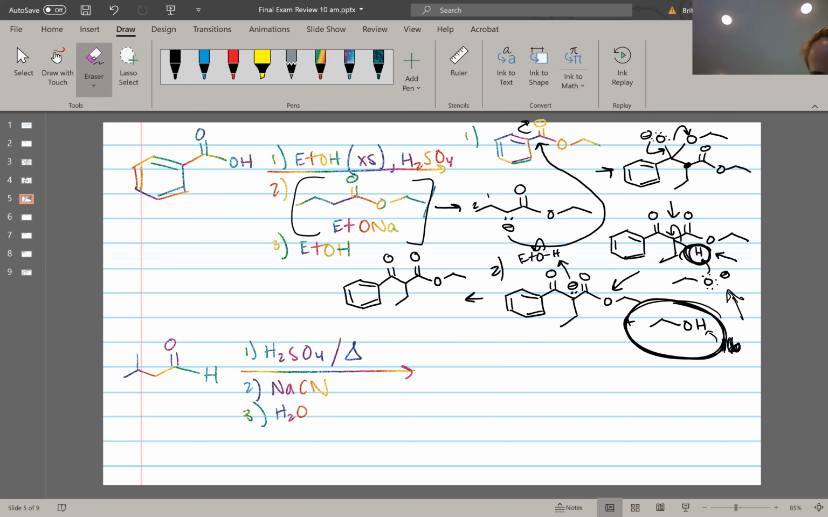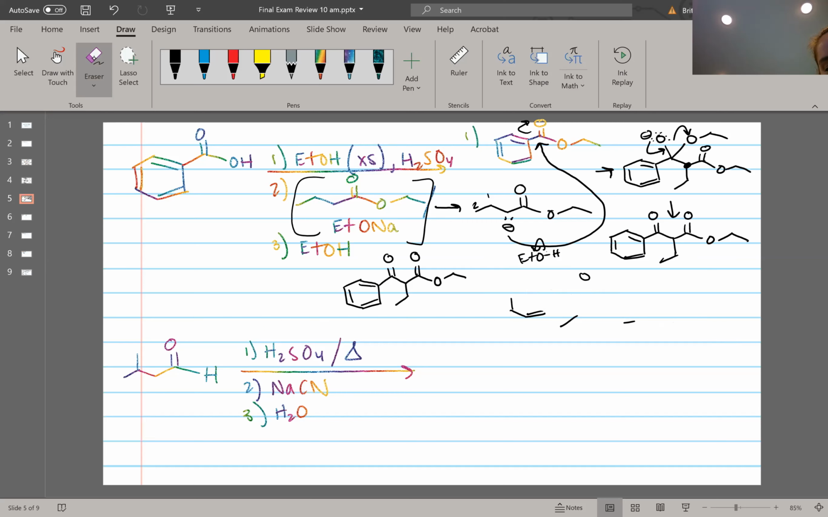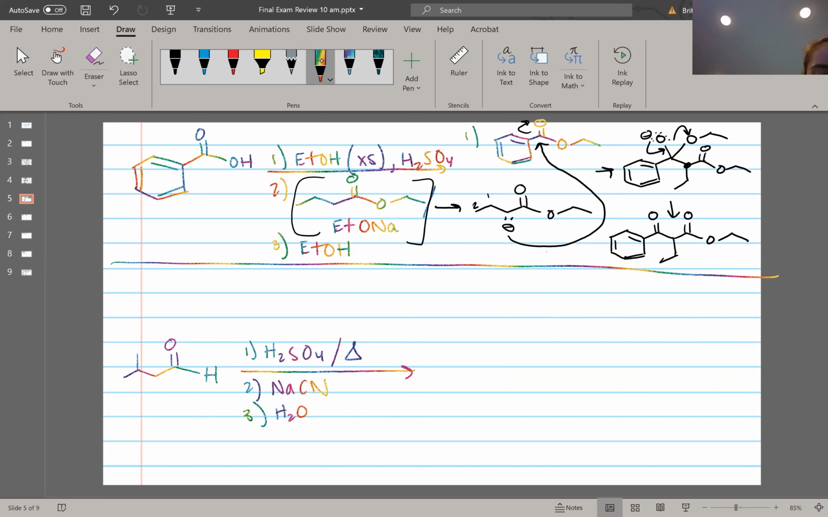Okay, I'm going to erase some of the extra stuff here and just leave the image of the product so that we have some room to work out the next problem. Okay, because it is going to take a little bit of space.